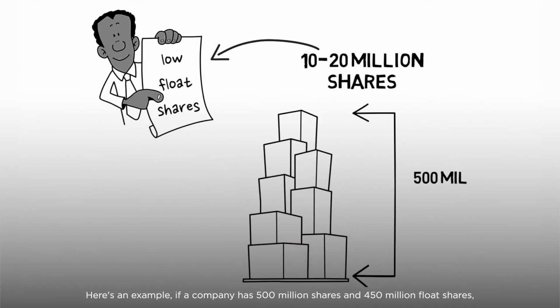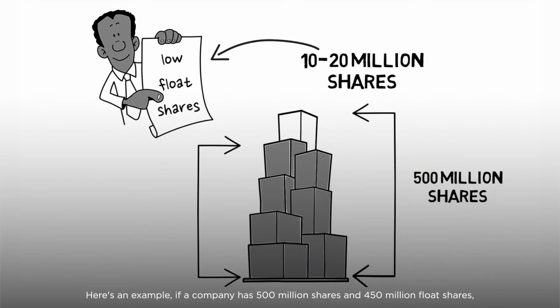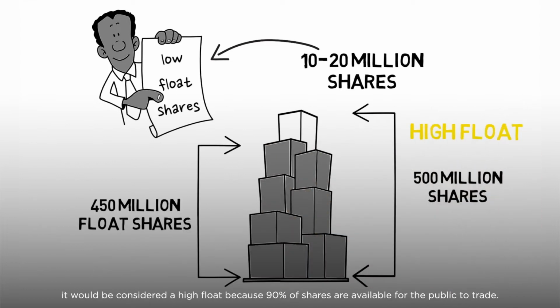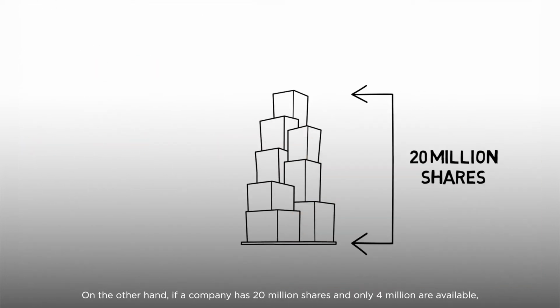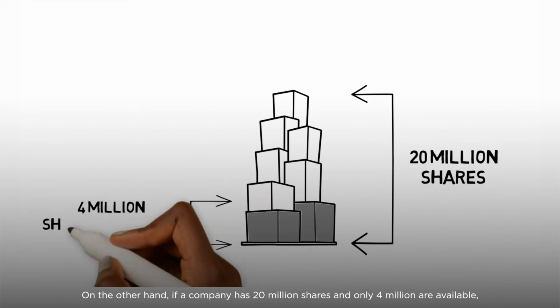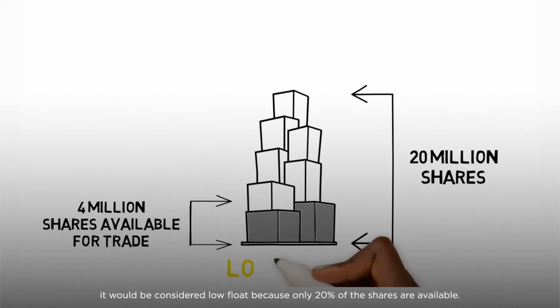Here's an example. If a company has 500 million shares and 450 million float shares, it will be considered a high float because 90% of the shares are available for the public to trade. On the other hand, if a company has 20 million shares and only 4 million are available, it would be considered low float because only 20% of the shares are available.